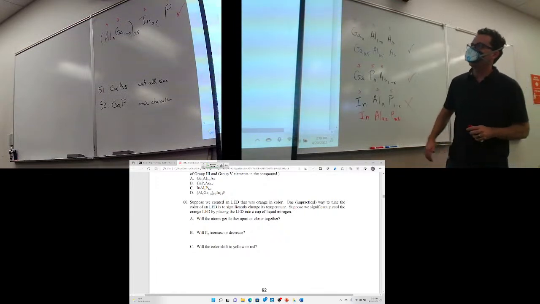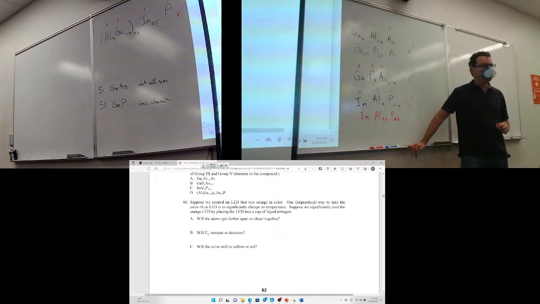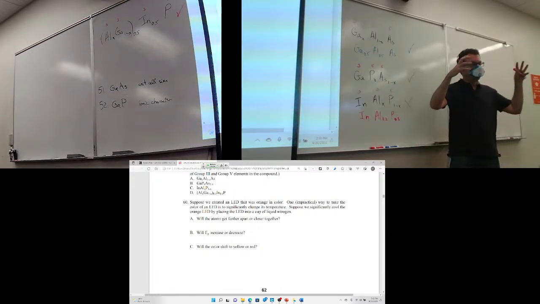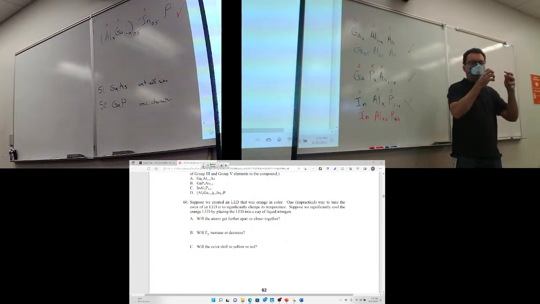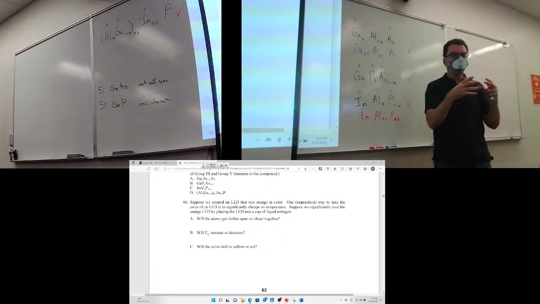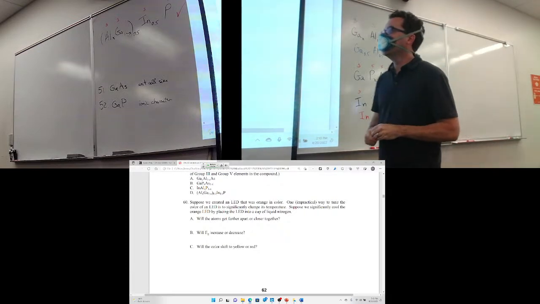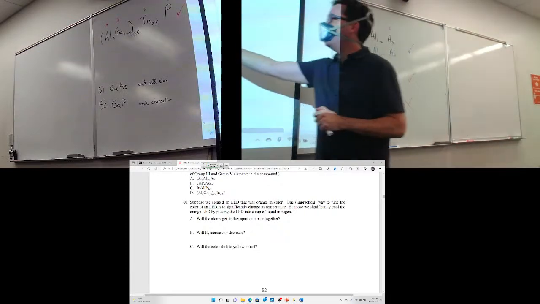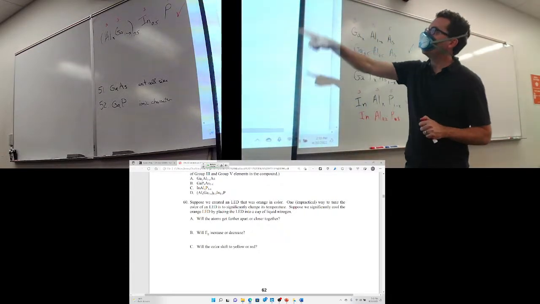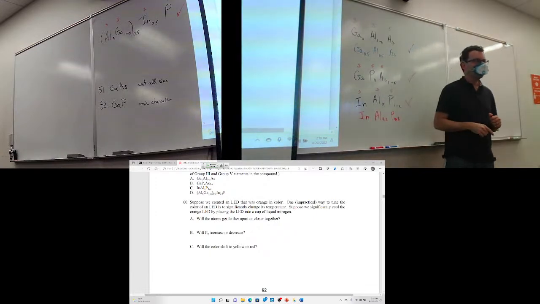What happens to the band gap when these bond lengths get smaller? It gets bigger. So when bond lengths get smaller, band gaps get bigger. The overlap from orbitals is better, so band gaps get bigger. So will that orange LED change to yellow or red if I put it in liquid nitrogen?